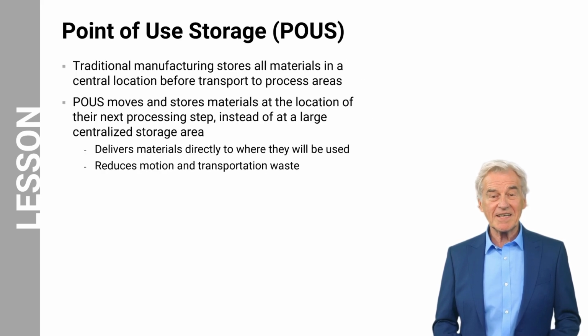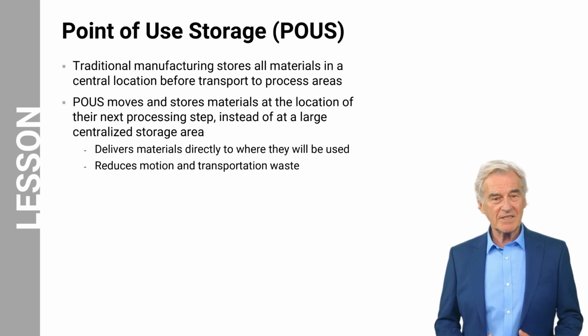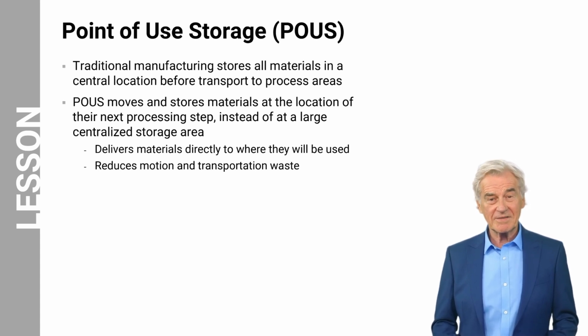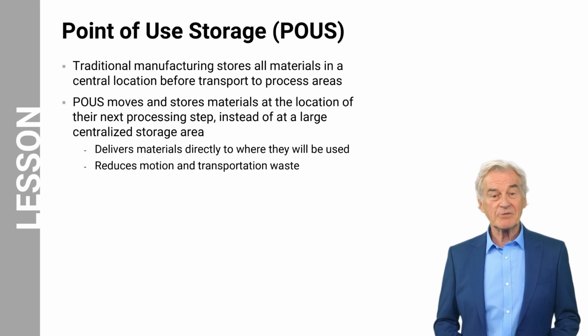Point-of-use storage, abbreviated as POUS, is the sixth lean building block. Traditional manufacturing facilities usually have one large centralized storage area. All products are received from a vendor at a common dock, unloaded, staged, and transported to their appropriate location or bin within the storage area. Then, when needed, the materials are picked and transported to the part of the facility where they will be processed. The large storage area may be located far away from the different processing areas, which leads to excessive transportation and motion.